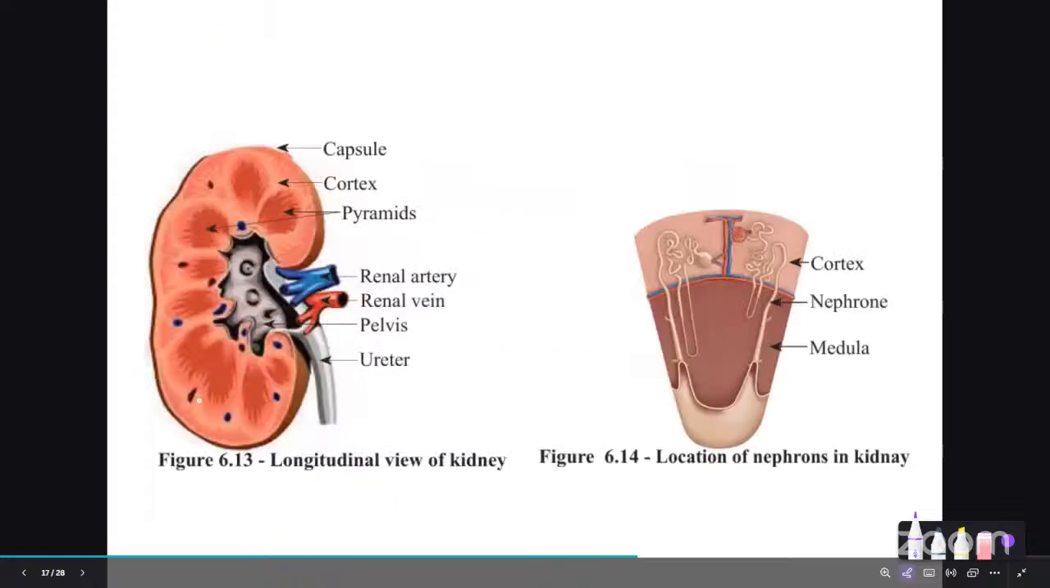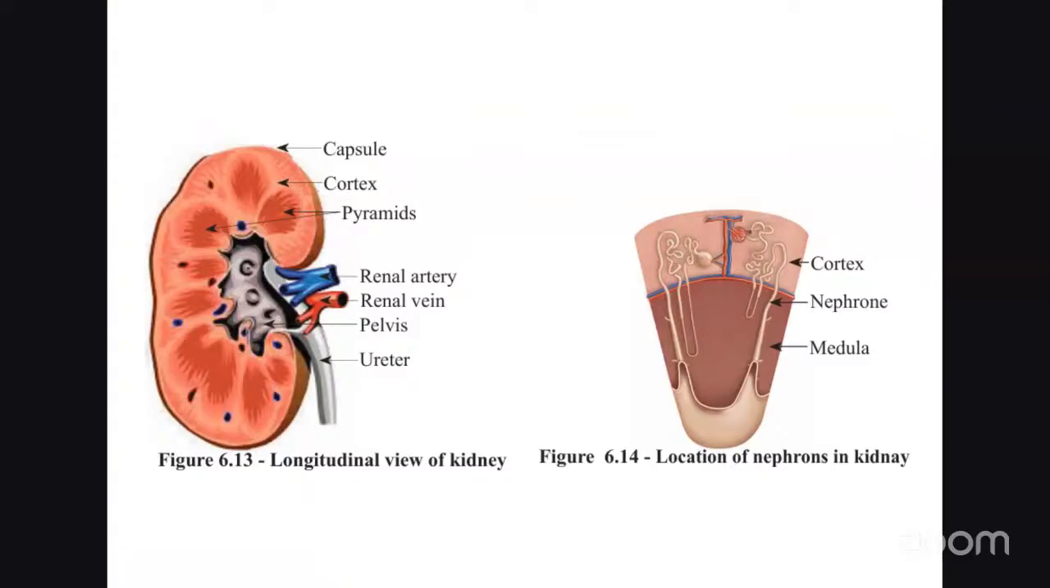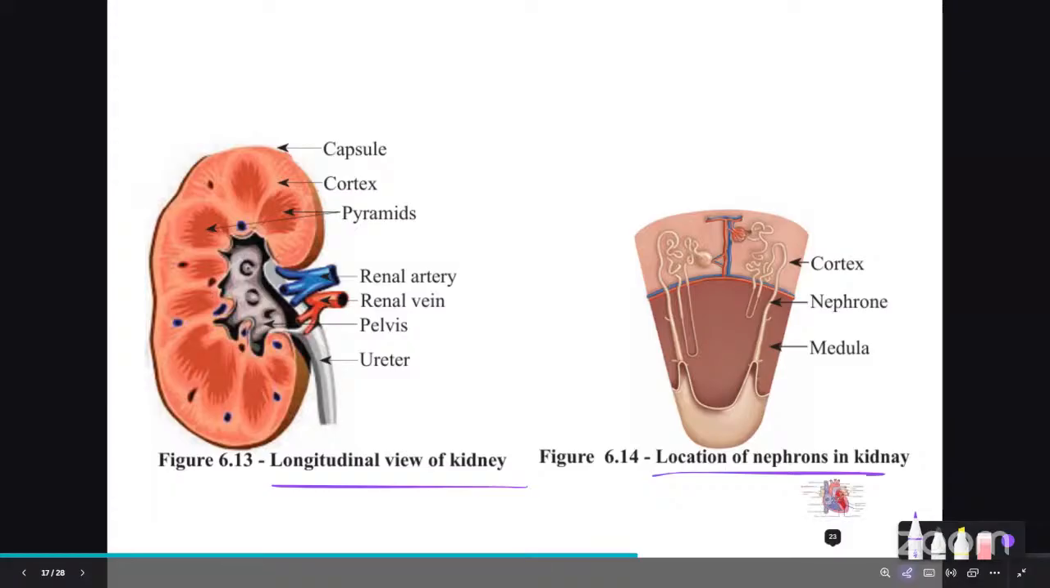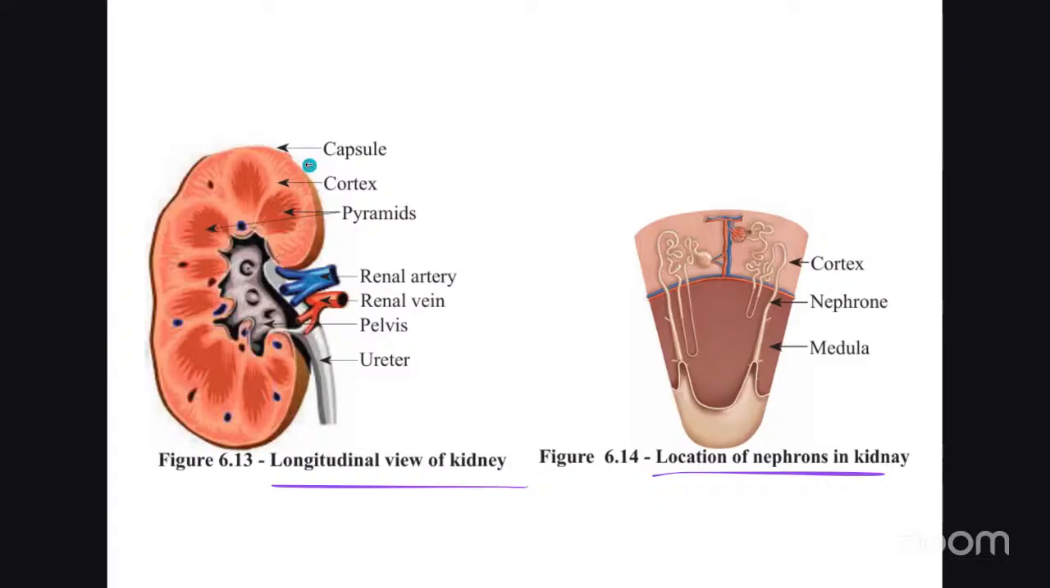All right. Then they have given you this longitudinal view of the kidney and location of nephrons in the kidney. Now take a look at this. Sometimes they can give you all this and you all have to answer. So now look at this renal artery. They have labeled it wrong because usually, okay, it's fine.